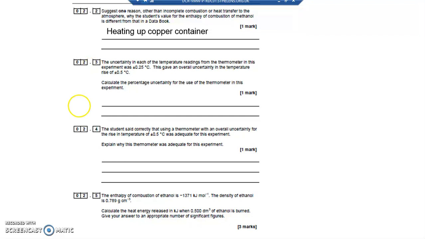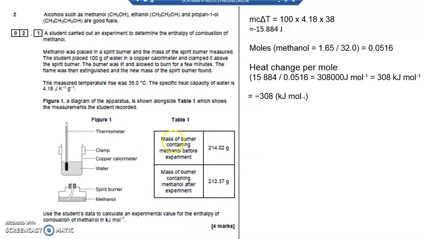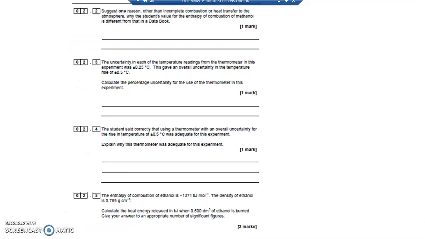The uncertainty. The temperature readings from the thermometer in this experiment was plus or minus 0.25. That means that the thermometer can be 0.25 out. This gave an overall uncertainty in temperature of 0.5. That's because you're taking 2 temperature readings, at the beginning and at the end, to work out the temperature change, and that's why they've doubled the error, because you could get an error the first time and an error the second time, and so those errors are cumulative, added together. So I've got an uncertainty of 0.5.